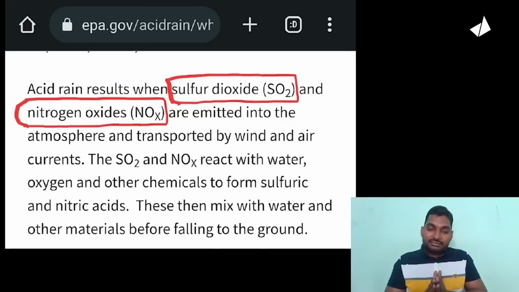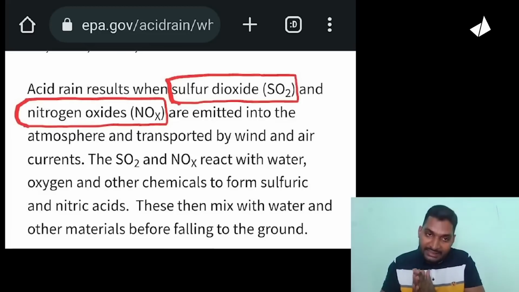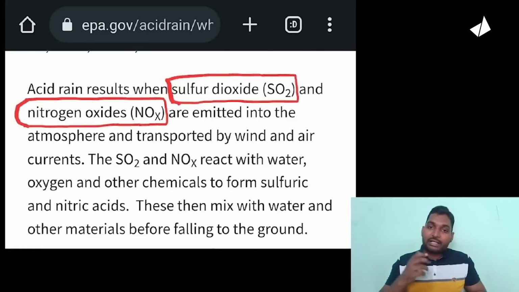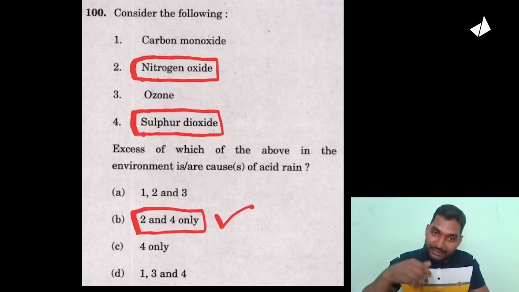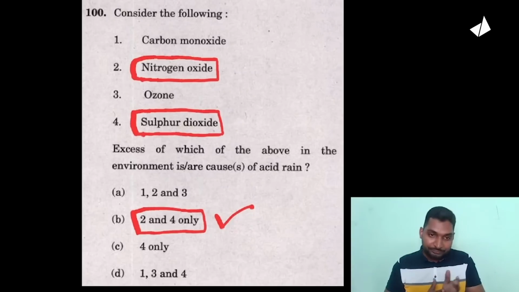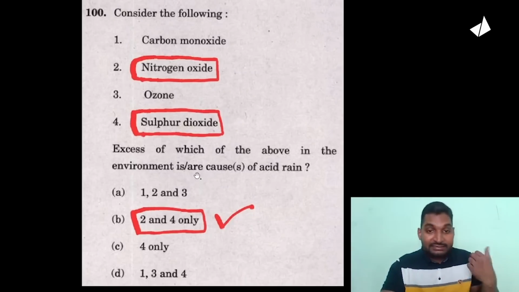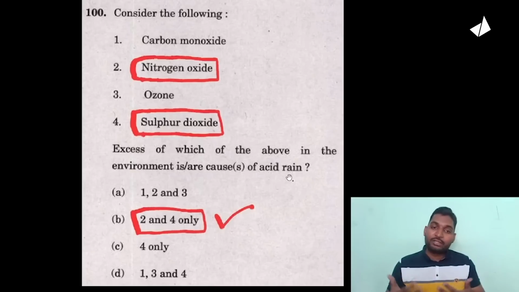We get many results. Now we open this result. This is an official government website, which says acid rain results when sulfur dioxide and nitrogen oxides are emitted into the atmosphere, and so on. In 2022, there was this question which asks excess of which of the above in the environment is or are the cause of acid rain, and obviously the correct answer is 2 and 4 only.